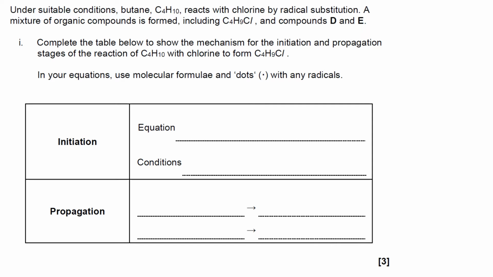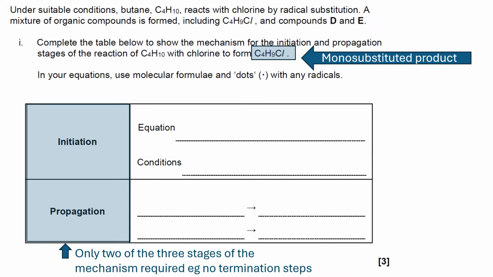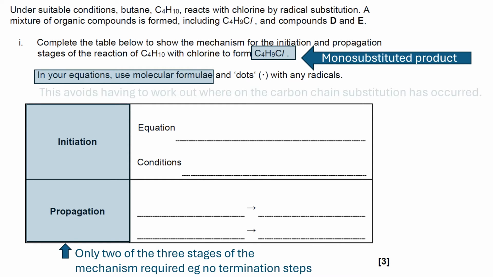So it tells you under suitable conditions, butane C4H10 reacts with chlorine by radical substitution, and a mixture of organic compounds is formed, including C4H9Cl. So obviously this is a mono-substituted product, which you need to keep an eye on, making sure that that's what you put when you do your mechanism. So only the initiation and propagation are required, not the termination. And they want you to use molecular formulae, which is quite handy because it avoids having to work out where on the carbon chain substitution has occurred.